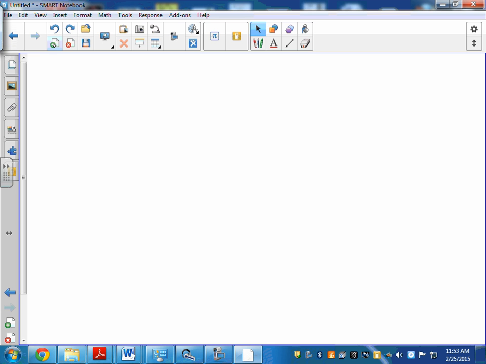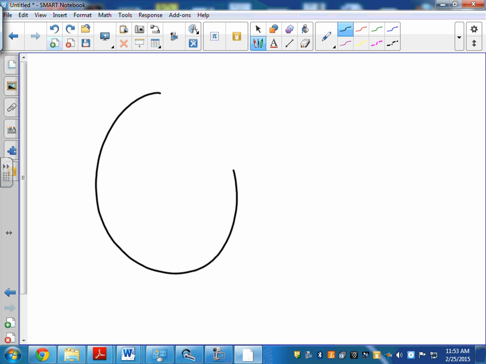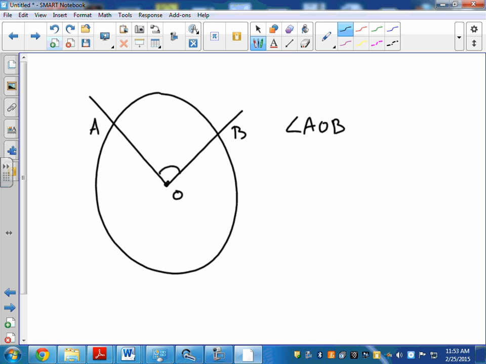Now, let's see how the angles tie into this. If you have a minor arc, and again, top of page 498 makes sense. So here's A, O, B. This angle, angle AOB, is called the central angle. And notice that A and B are on the circle. And that angle has the same measure as minor arc AB.